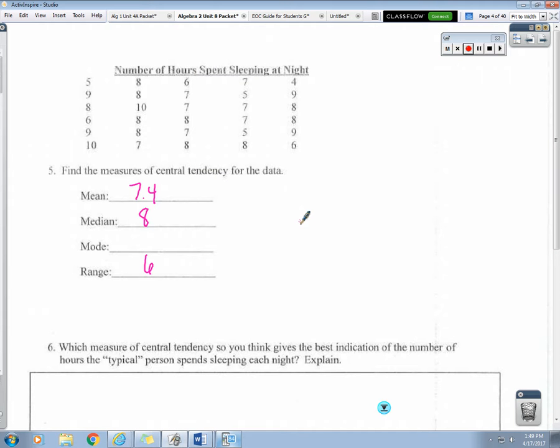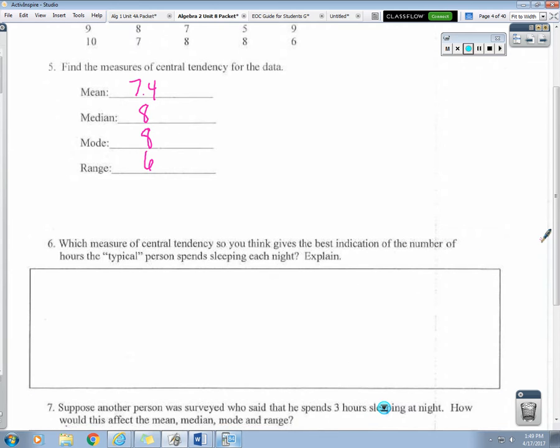5, 6, 7, 8, 9. No, there's only one mode. One number occurs the most. Which one is it? 8. 8 occurs 10 times. Yes, because you're looking for the one that occurs the most. That's what we're getting to.